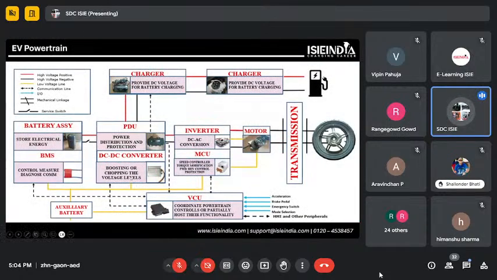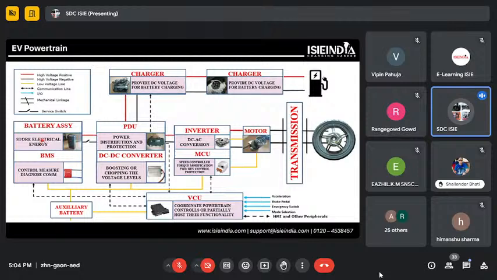So I start with the EV powertrain. In every vehicle, when we start with the EV powertrain, we always flow from the power to the load, where the power source should be there, and it should keep moving towards the controller devices, and then it moves towards the load part, like a motor or any subsidiary load you connect. So I'm starting with the battery pack, the battery assembly we use in EV.